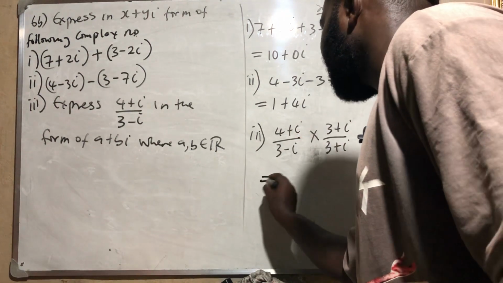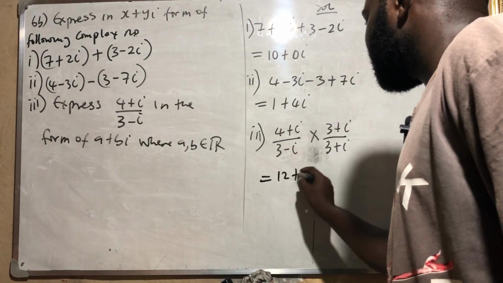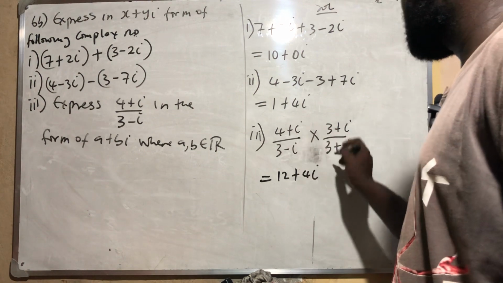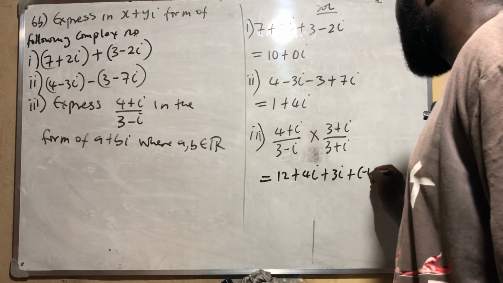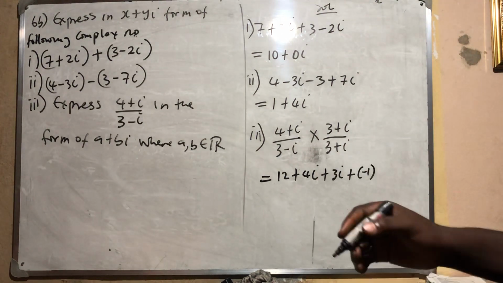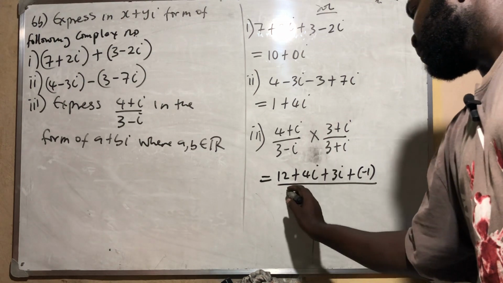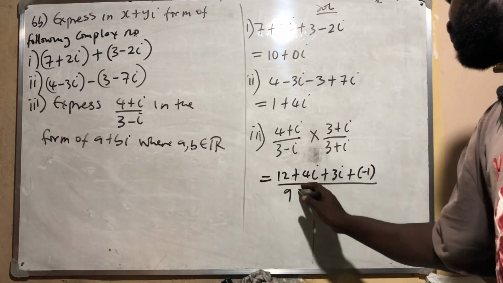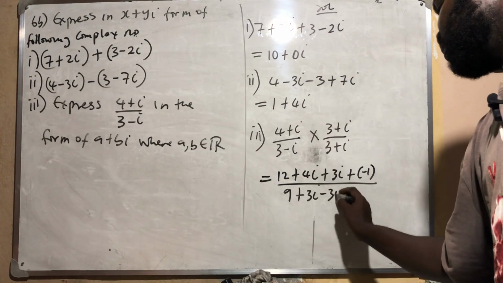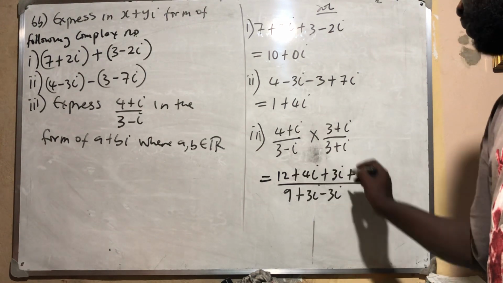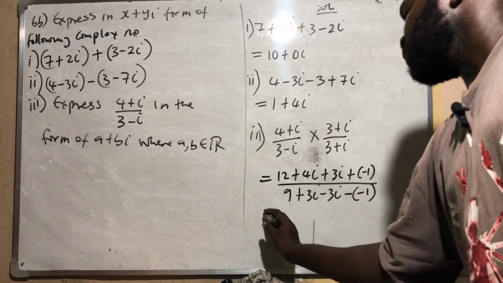Well, let's just multiply. 4 times 3 is 12. 4 times i is 4i. i times 3 is 3i. i times i is i squared, and i squared is minus 1. Over 3 times 3, 9. Then 3 times this, 3i, minus i times this, minus 3i, minus times plus is minus. i times i is minus 1. See the way I'm doing it?